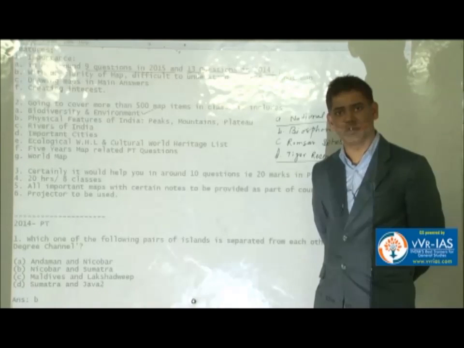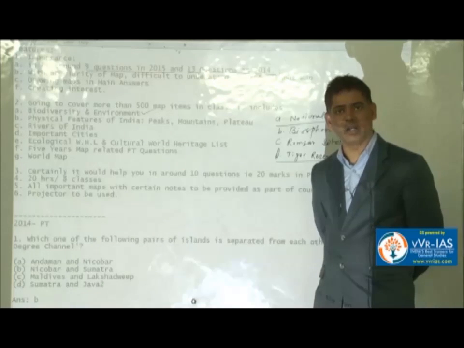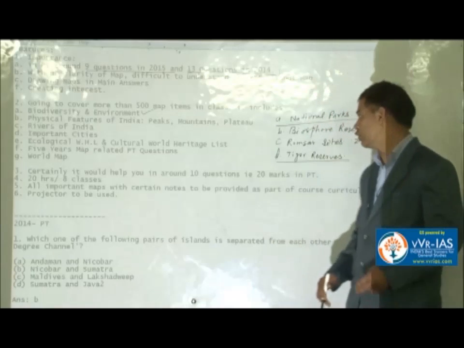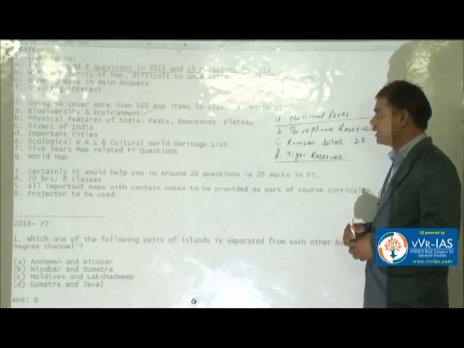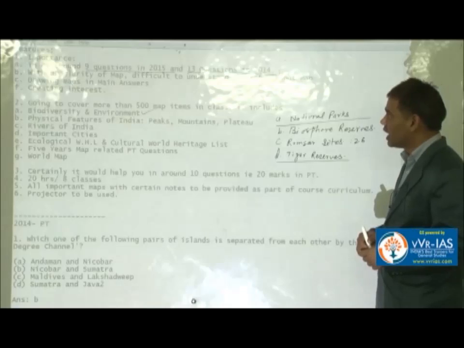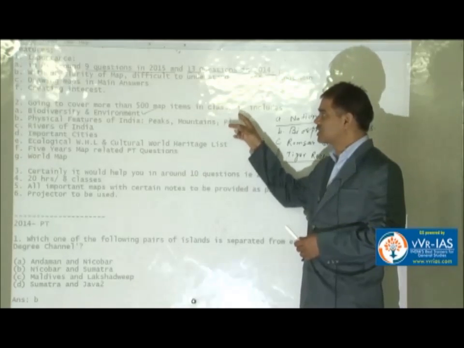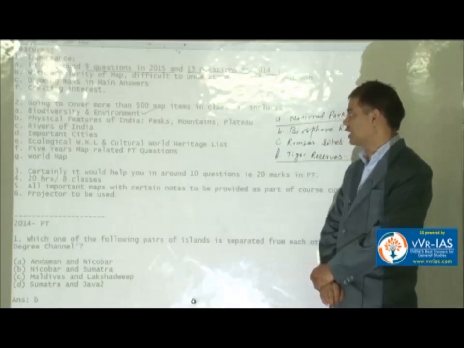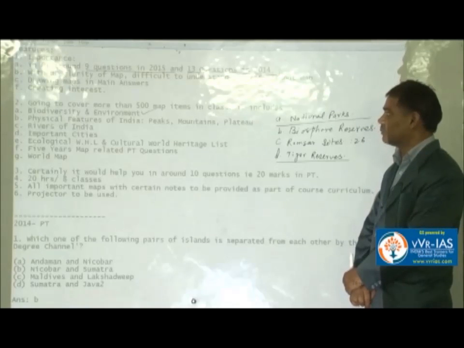The first tiger reserve of India is located in Uttarakhand, and what is the new tiger reserve of India? The recent tiger reserves have come in Maharashtra and Uttar Pradesh. So everything would be included in those tiger reserves of India. Around 50 will be discussed. After this, we are going to discuss the physical features of India, like peaks, mountains, and the plateau.